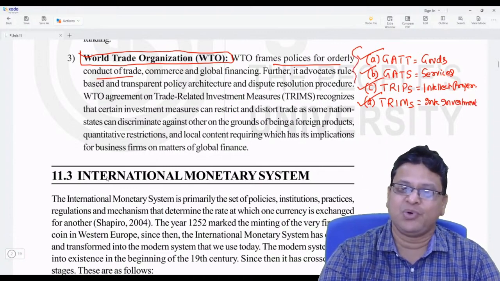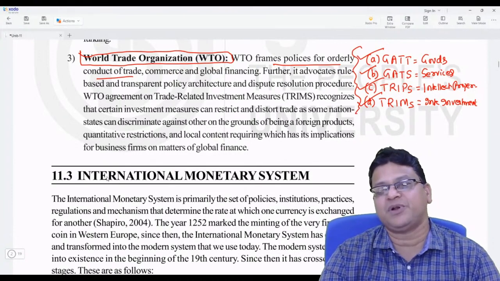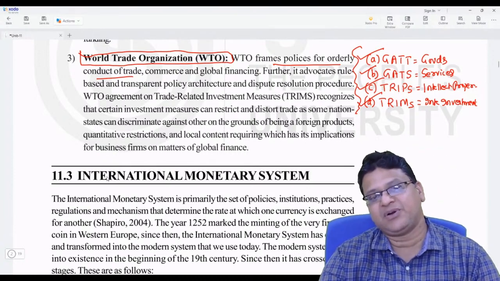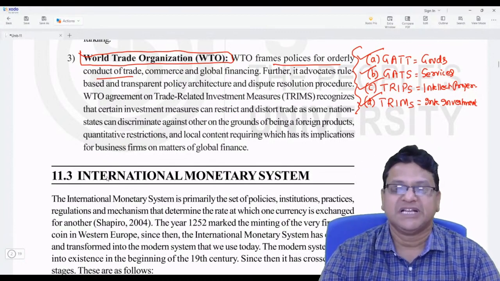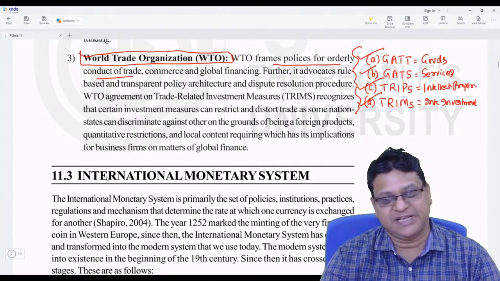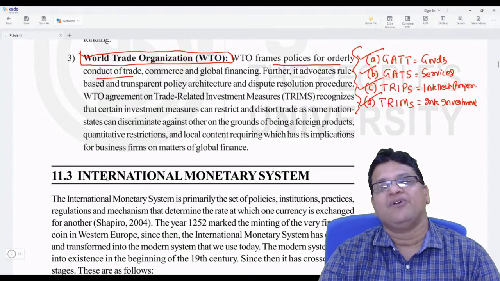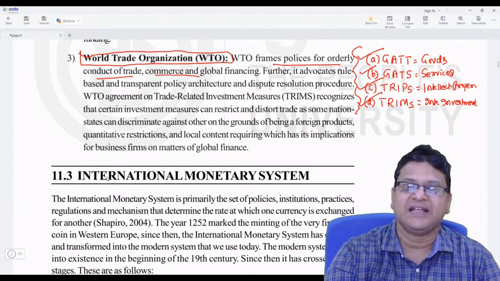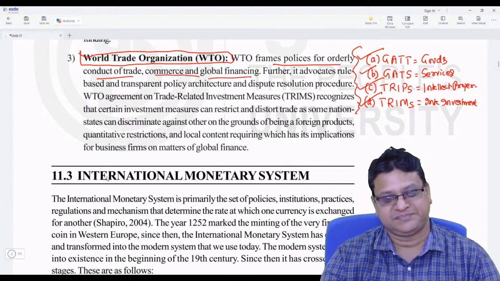So these are four important agreements formed under WTO forum. WTO has more than 60 agreements made under WTO forum. Out of these, four are important agreements. So WTO frames rules, regulations for international trade for member countries.